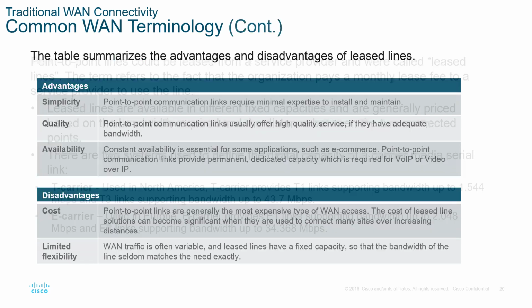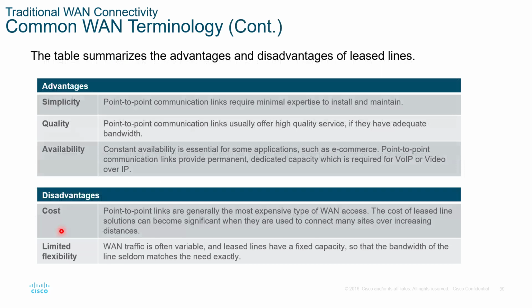Common WAN terminology, advantages of leased lines: simplicity, quality, availability. Point-to-point communications require minimum expertise to install. The links usually offer high quality of service if they have adequate bandwidth. I think that's another disadvantage as well. What if they don't have adequate bandwidth and it's still fixed? It means it's not flexible.